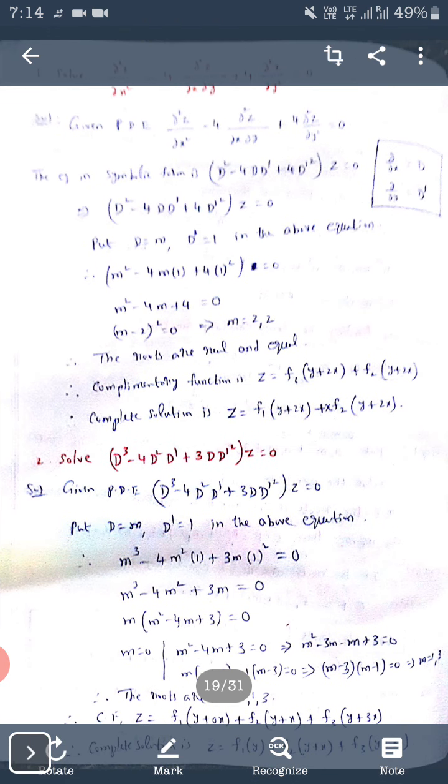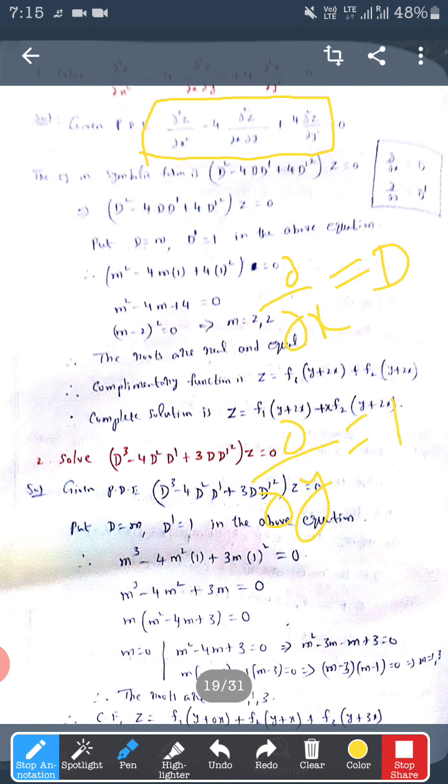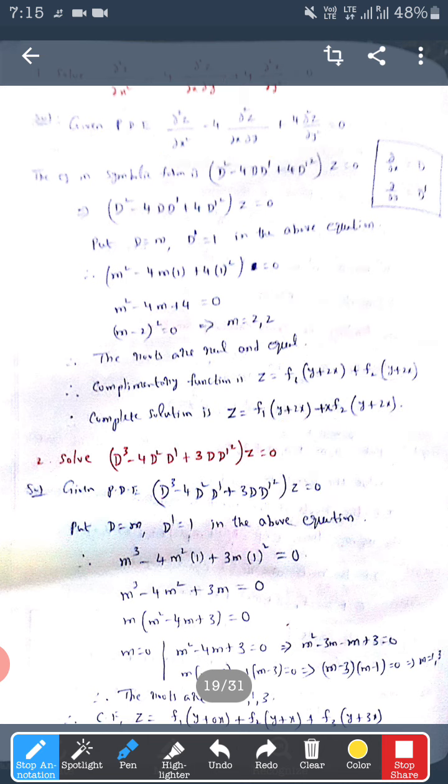First, we consider an example. Dou square z by dou x square minus 4 into dou square z by dou x dou y plus 4 into dou square z by dou y square is equal to 0. In place of dou by dou x, we write capital D. In place of dou by dou y, we write D dash. Therefore, this equation becomes D square minus 4 D D dash plus 4 D dash square into z is equal to 0.